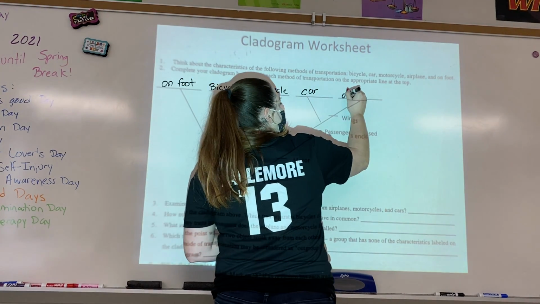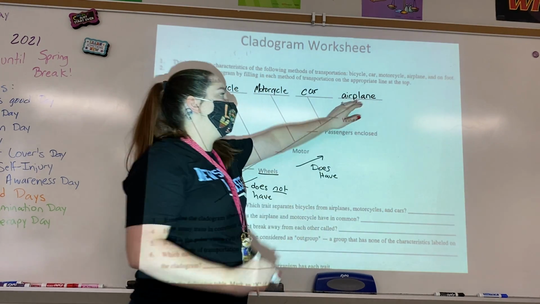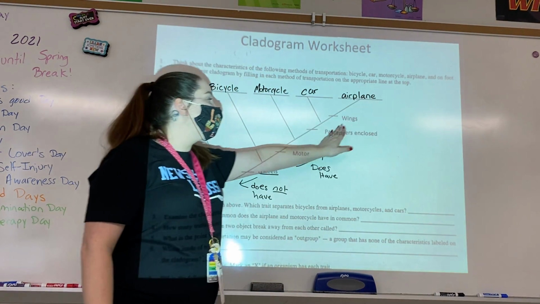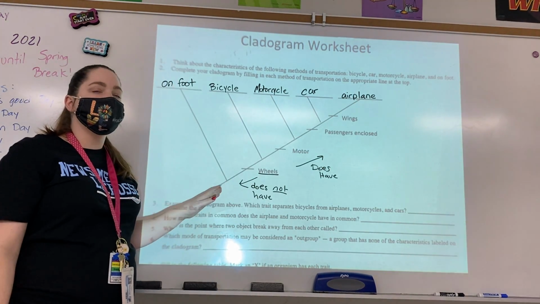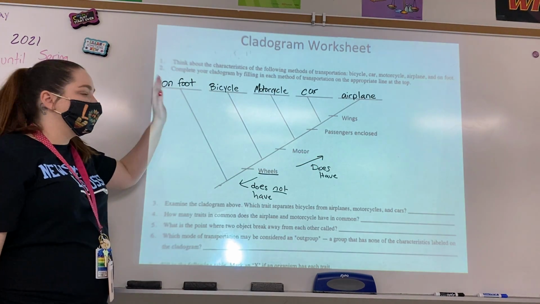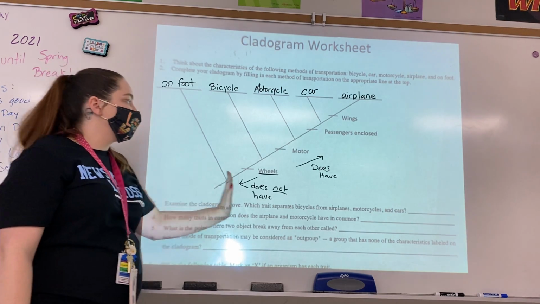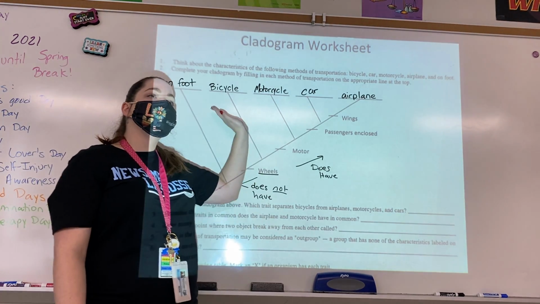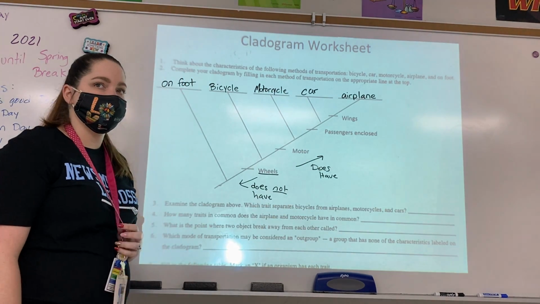And finally, your airplane is going to go to the right of wings, because an airplane has all of these characteristics. So the airplane, the one that has all those characteristics, is going to go to the furthest right. The thing that does not have any of those characteristics is the furthest to the left. And as you start getting species that do not have those characteristics, that's where your branches branch off.